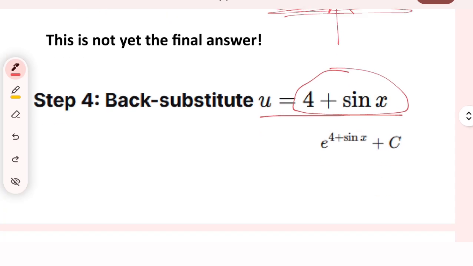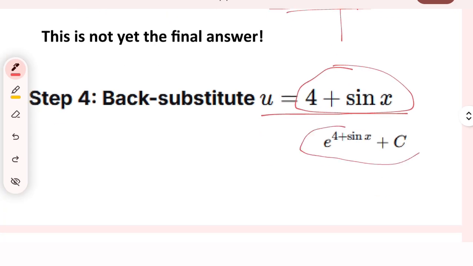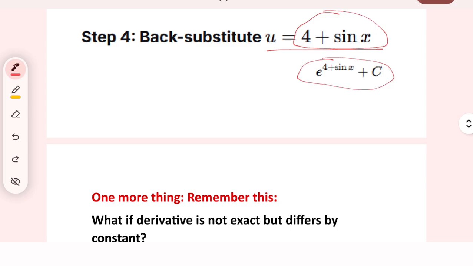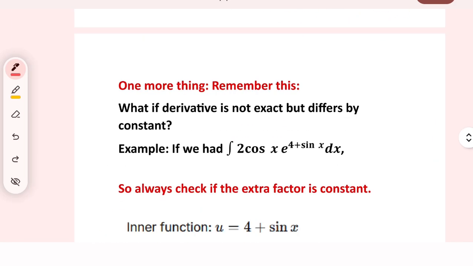So the answer would be e to the 4 plus sine x plus c. And that would be our final answer. It's actually e to the 4 plus sine x plus c. But here's one more thing. Remember this, okay?